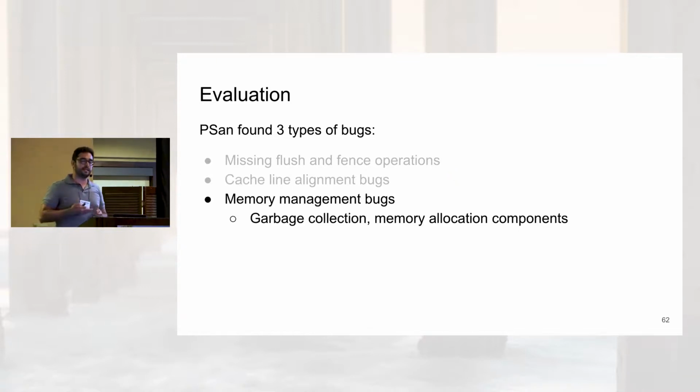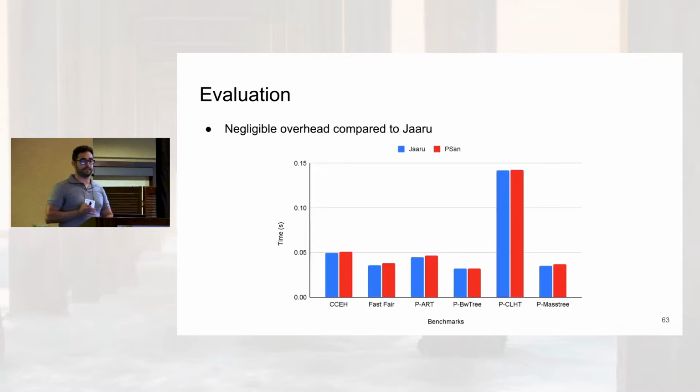Lastly, PSan found 13 violations in memory management code, such as garbage collection. These are real robustness violations, but fixing them requires fundamental changes in the design of the memory management component rather than just simply inserting flushes and fences.